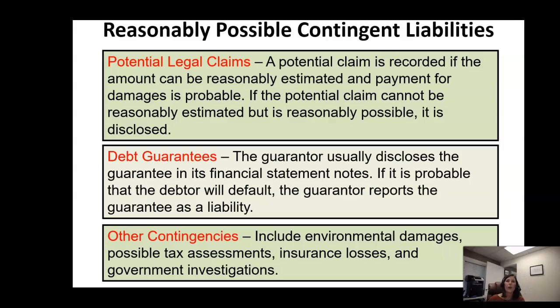There are other liabilities that could occur. Environmental damages, for example, or we could know, okay, well, we're being audited and we think we're going to owe more in taxes if the government gets a really good look at our books. So perhaps we should disclose that we may have a liability coming.